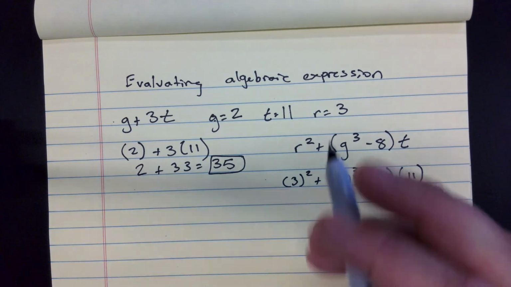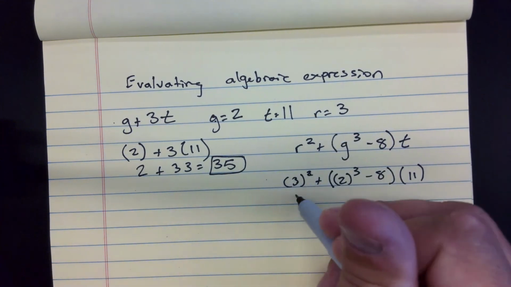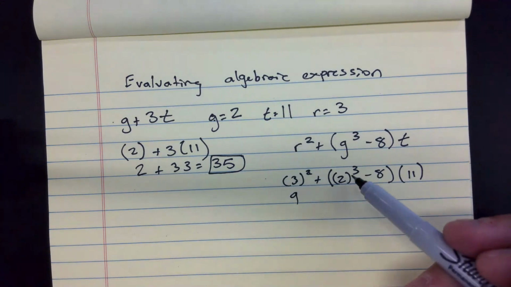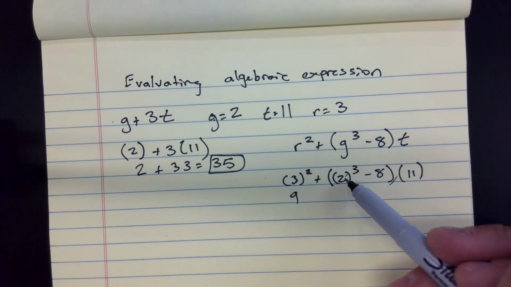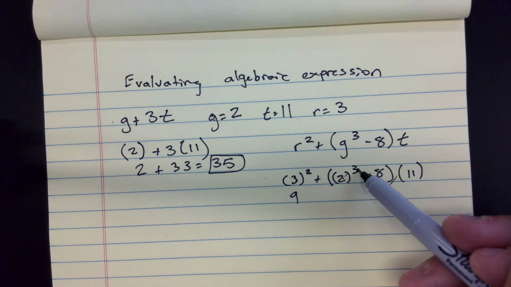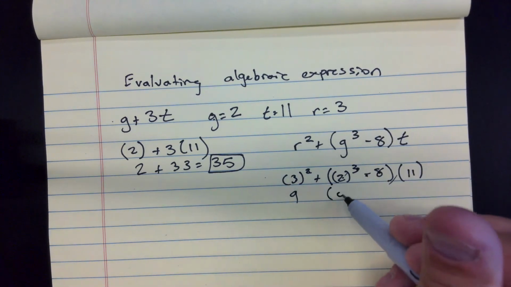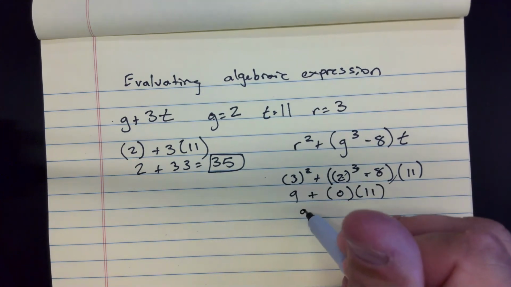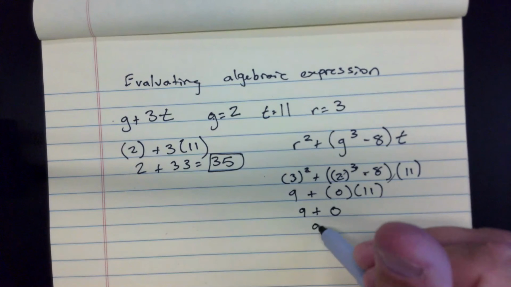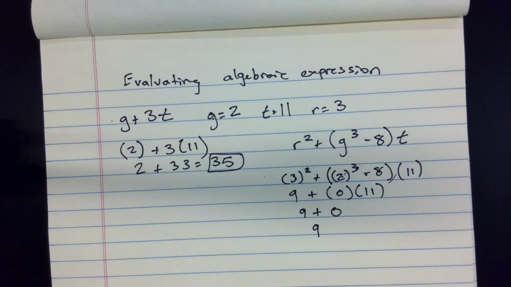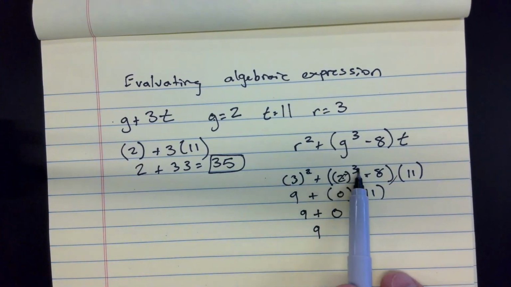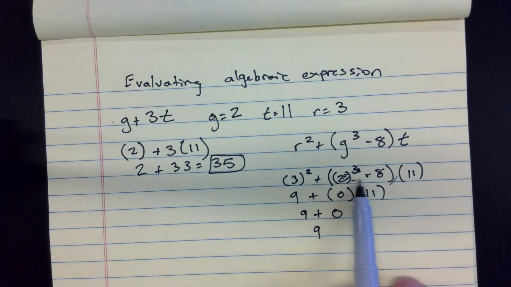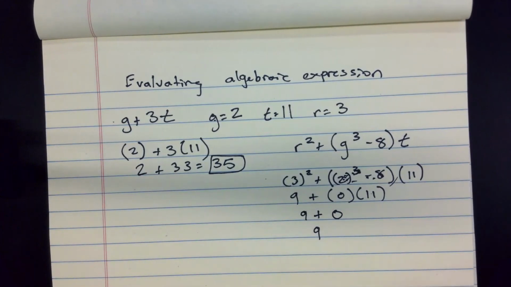Let's do this. What's 3 squared? 9. And we can do that first, right, because it's out here by itself, but normally we'd do parentheses first, right? What's 2 cubed? 8. What's 8 minus 8? 0. So that becomes 0 times 11. What's 0 times 11? 0. Which gives us our answer is just 9. Because 2 cubed is 8, 8 minus 8 is 0, so 0 times 11 is just 0. So our answer is just going to be 9 there.